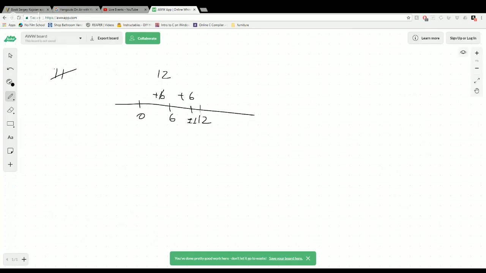I know 2 6s get me 12. I know 1 6 gets me to 6. Between 1 and 2, there are no more number of 6s I could count. So there's no way I could reach 11. So 11 is not a multiple of 6. So this is, again, one way to think about this question in terms of counting by that certain number, counting by 6s in this case.